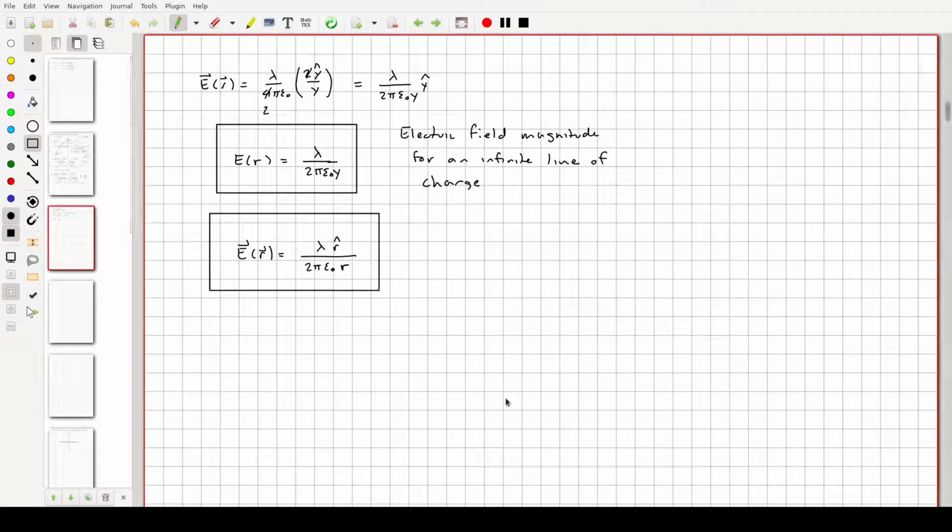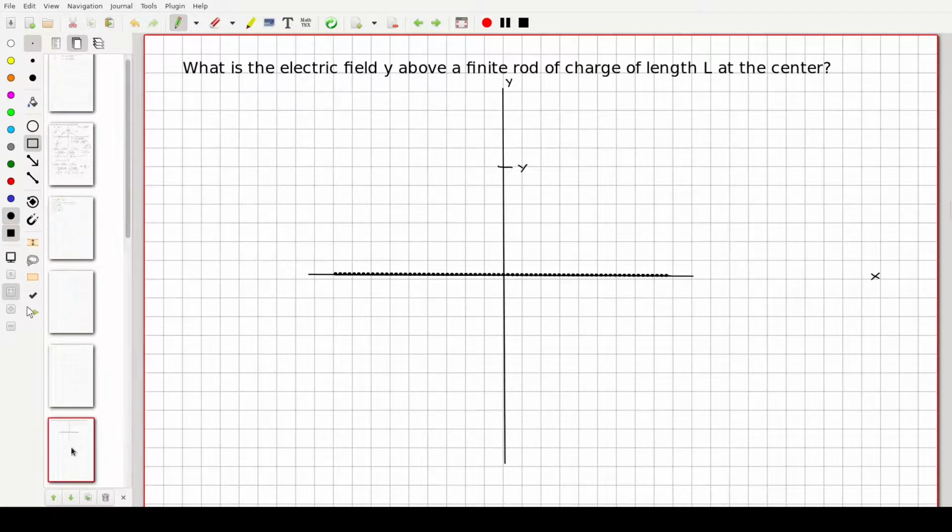There you go. So, not too bad. So now let's do a little bit more complicated example.